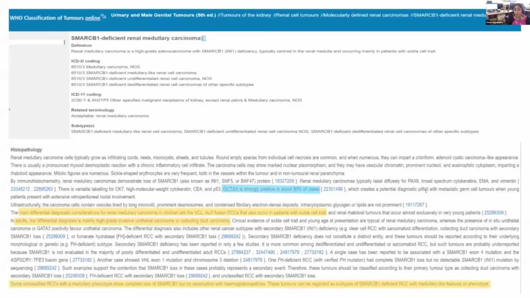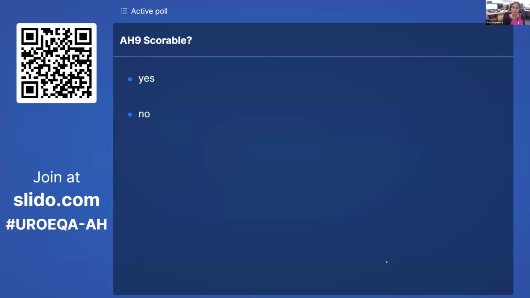And the potential diagnostic pitfall is metastatic germ cell tumor. The other differential in children would be vinculin ALK fusion, while in adults, it's high-grade urothelial and collecting duct carcinoma. If no hemoglobinopathies are found, then it's called SMARCB1-deficient medullary-like carcinoma. So keeping all this in mind and promising to be generous, let's get back to our scoring pads.